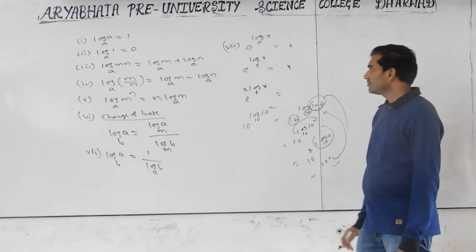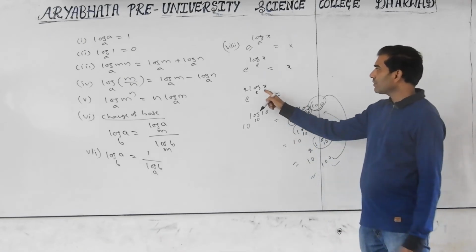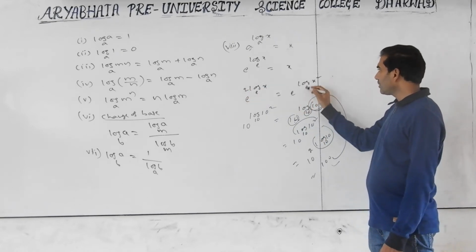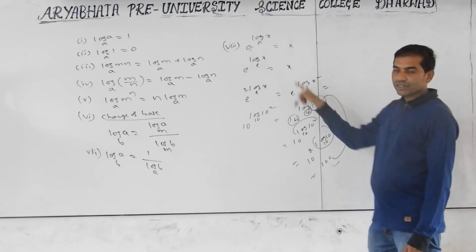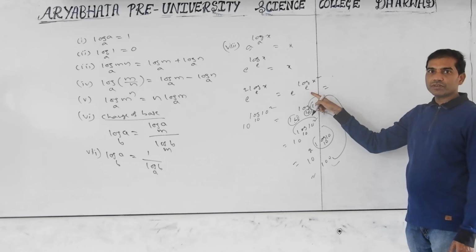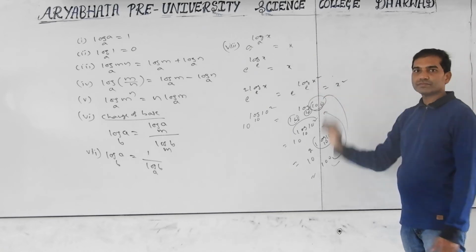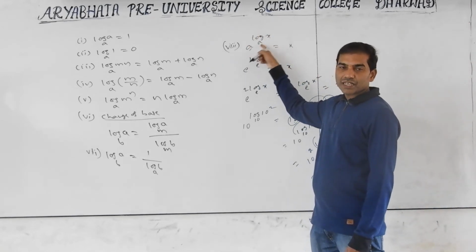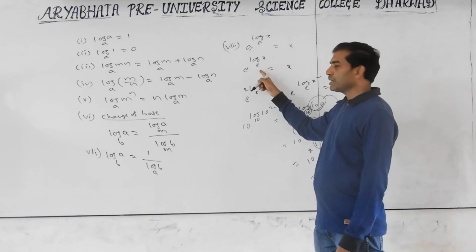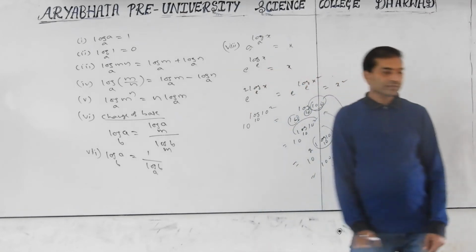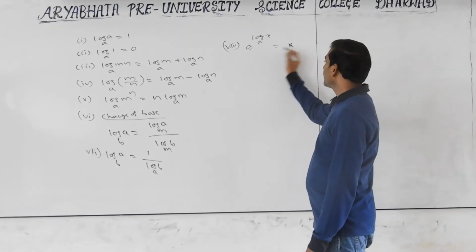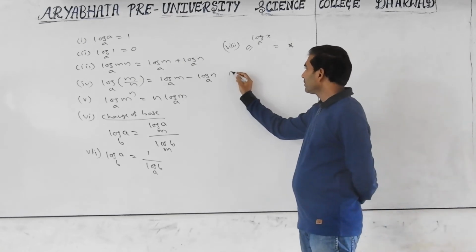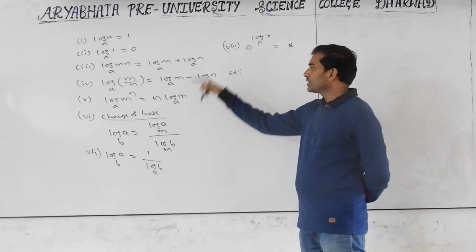E power log of x squared base e. Tell me the answer. It is x squared. It's not x here, 2 is there, 2 goes to this side: e power log of x squared base e. Now e power log x squared base e equal to x squared. It's the most important property: a power log x base a equal to x. e power log x base e equal to x. Okay. Now by example, let us use these properties.